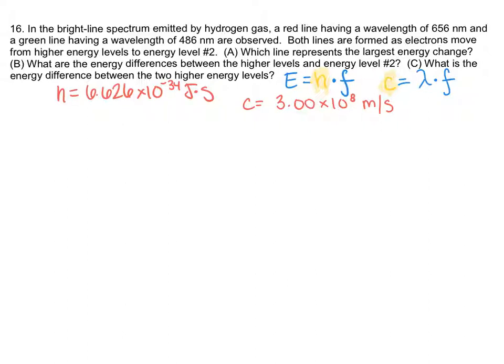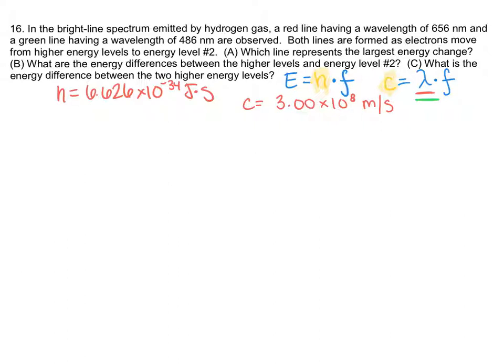So I'm going to read this problem. In a bright line spectrum emitted by hydrogen gas, a red line with a wavelength of 656 nanometers and a green line with a wavelength of 486 nanometers are observed. So I know that I have two problems I have to do right off the bat here because I just got a wavelength for red light and one for green light. Those are the same variable, which means I have two problems to solve for each of these things.